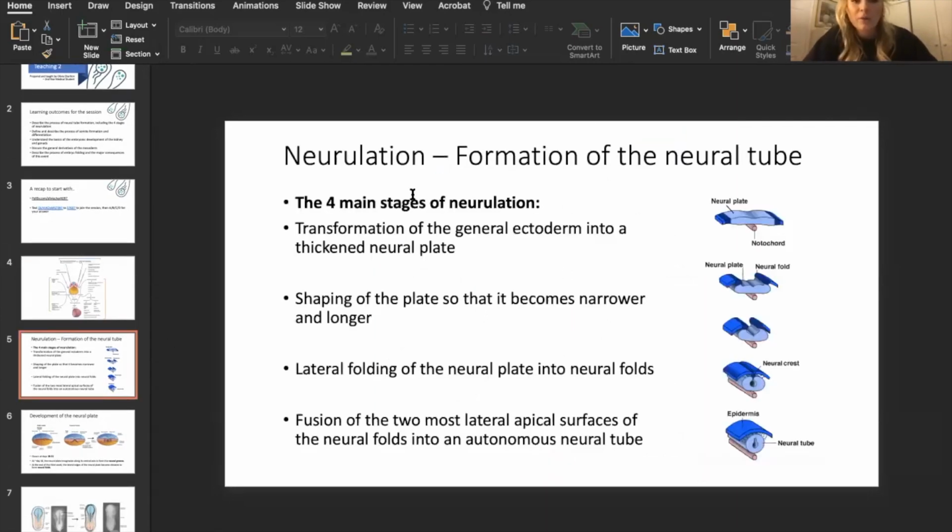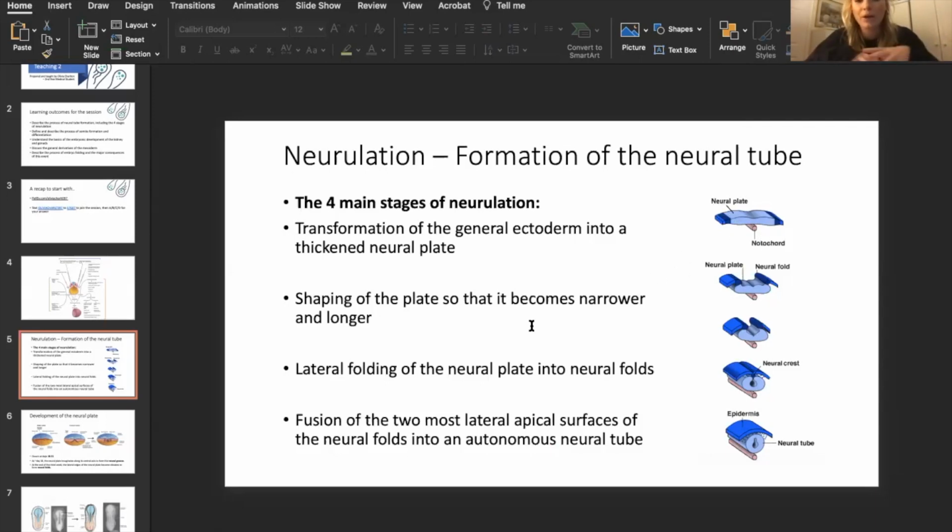So we're going to first talk about the process of neurulation, which is just the formation of the neural tube. And as we've discussed, that's a precursor of the whole of the central nervous system. There are 4 main stages. So we have the transformation of the general ectoderm into a thickened neural plate, and you can see this on the figure on the right.